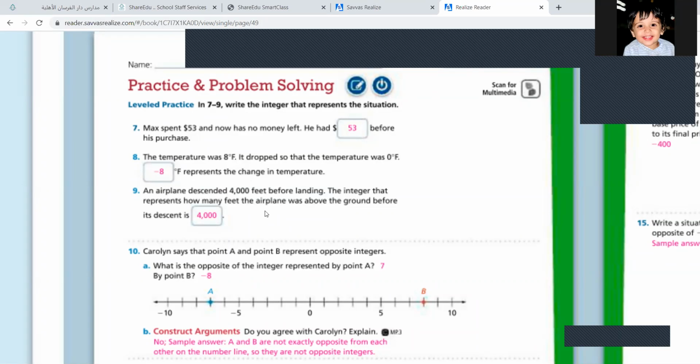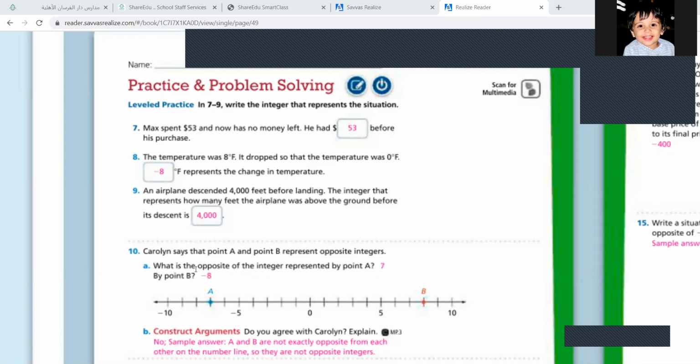An airplane descended 4,000 feet. What is the meaning of descended? If you don't know the meaning of descended, please write it down: descended means decrease, coming down. Minus 4,000 feet before landing. So that was minus 4,000. The integer that represents how many feet the airplane was above the ground was 4,000. That's why it came to the ground. It was 4,000 feet before landing. It has to be the same 4,000.